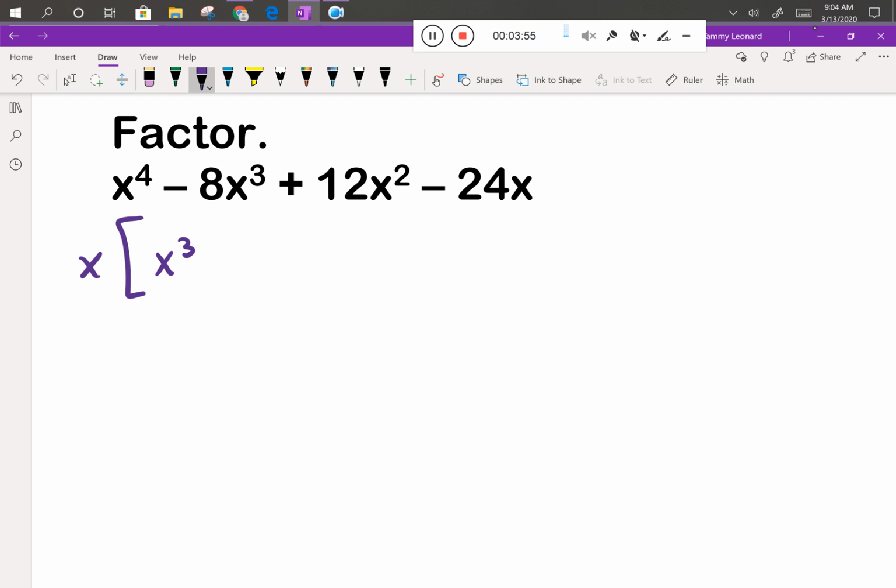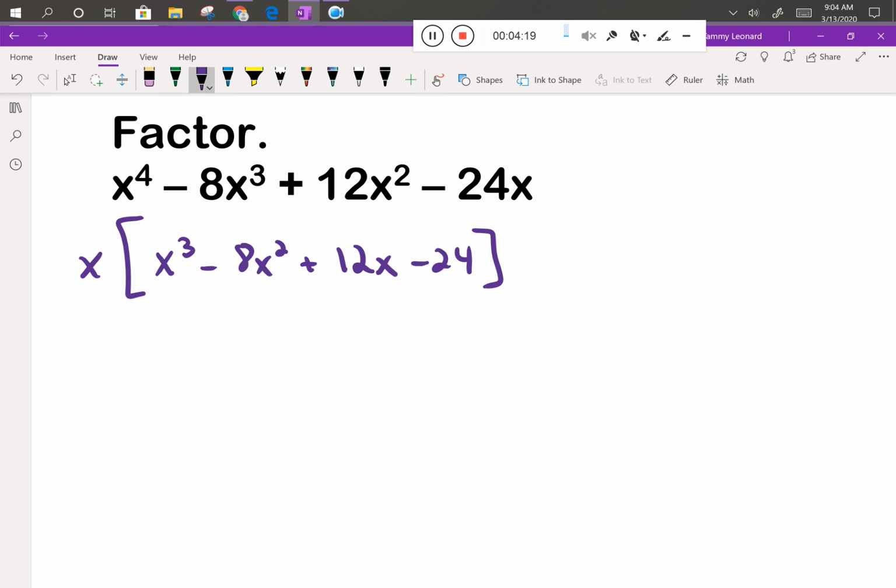X to the 3rd. And if I take an x out of negative 8x cubed, what's left? Negative 8x squared. It's basically just taking the power down by 1. Does everybody see that? Yeah? Okay. So I'm still going to have a 12, but instead of x squared, I'm just going to have x. And then I'm still going to have the negative 24, but no x.